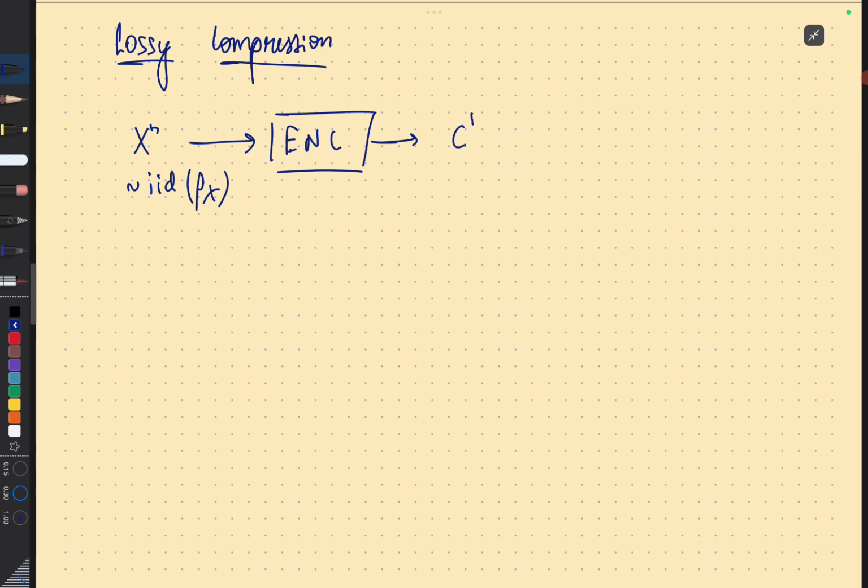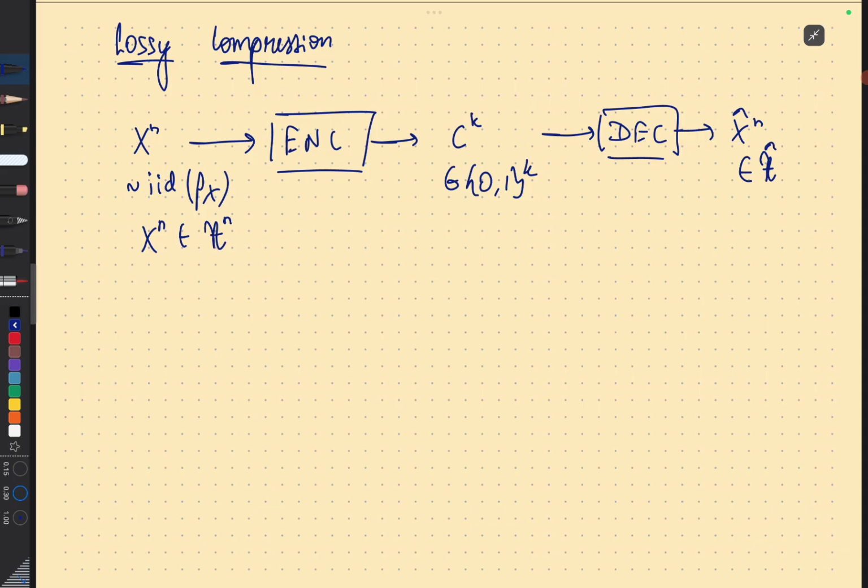The goal is to encode this to a compressed sequence, where again this k is fixed, such that when decoded, you get an x^n hat, but now I'll also allow this alphabet X hat to potentially be different from X. The source sequence lies in some alphabet X^n, and the reconstructed sequence may lie in a different alphabet than X^n itself.